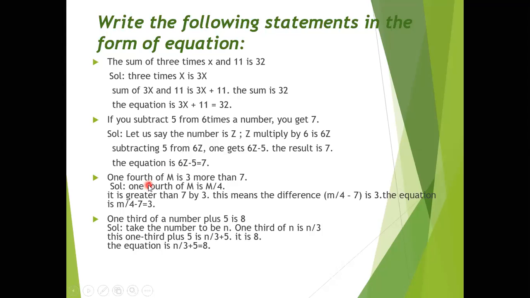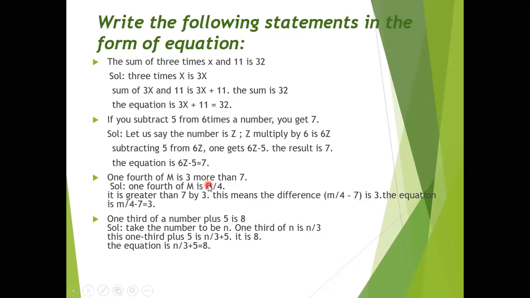Next, let us see one more example. 1/4 of m is 3 more than 7. 1/4 you write as 1 by 4, and the variable given is m. So 1/4 of m is m by 4. 1/4 of m, m by 4, is greater than 7 by 3. More than in the sense of greater than. So this means the difference m by 4 minus 7.